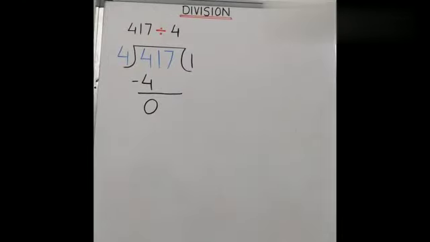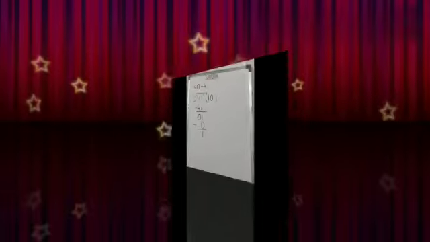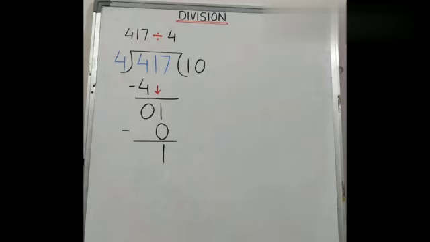Now let's take the first digit of the dividend. Here it is 4 and the divisor is also 4. So here we will find the equal or smaller number than 4 in the table of 4. It is 4 ones are 4. So we will write 1 as the quotient and write 4 under 4 and subtract it, and we will get the answer 0.